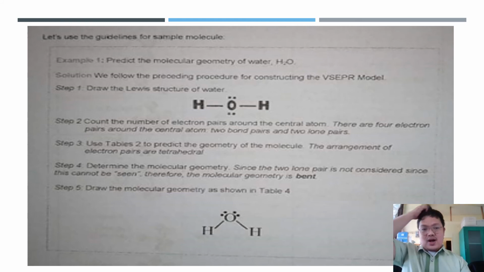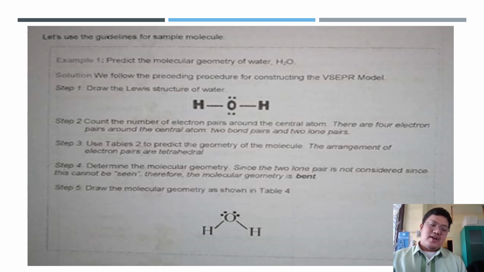Eto na. So number 1, draw the Lewis structure of water. So if you can see, parang linear lang yung model kasi hindi pa natin alam kung paano yung magiging molecular geometry niya. So using your knowledge of electron dot notation way back in grade 9, you know very well that hydrogen has one valence electron, and so that makes hydrogen with one dot only, while oxygen belongs to group 6 elements. So that means it contains 6 valence electrons. That's why it contains 6 dots around its symbol.